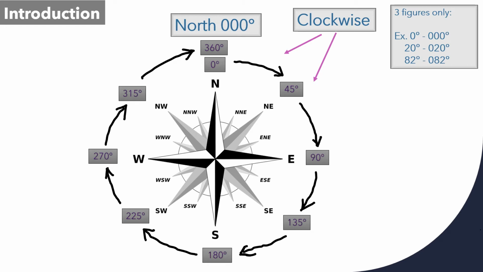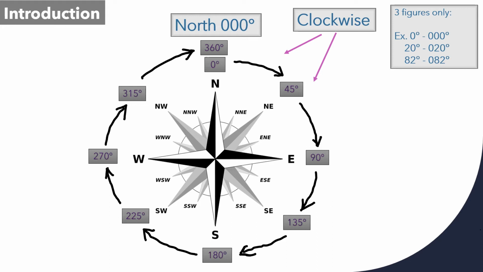If they are not in three figures, they are not bearing. So if it is written 0 degree, it should always be written as in bearing. If you're answering a question of a bearing, it should be written as 0, 0, 0 degrees. Likewise, if it is 82 degrees, it should be written as 082 degrees. If you don't give your answer in three figures, you will lose your marks. So be very careful.